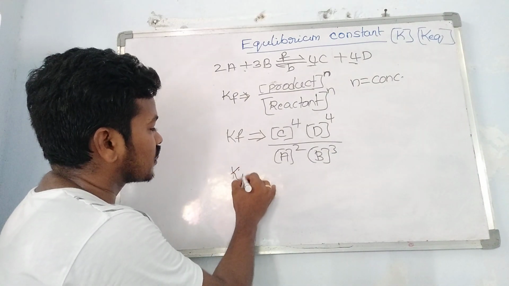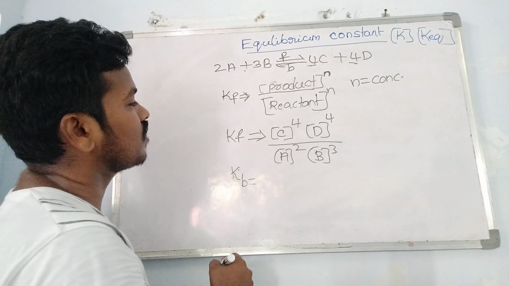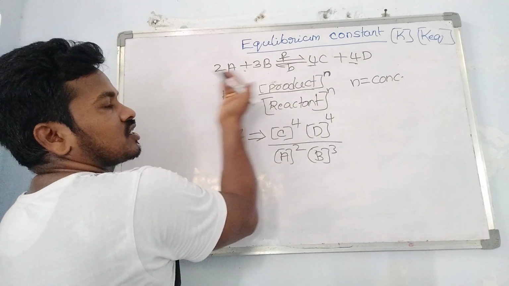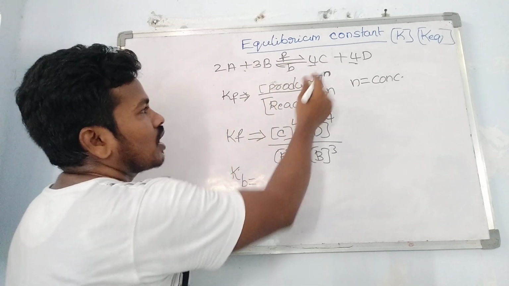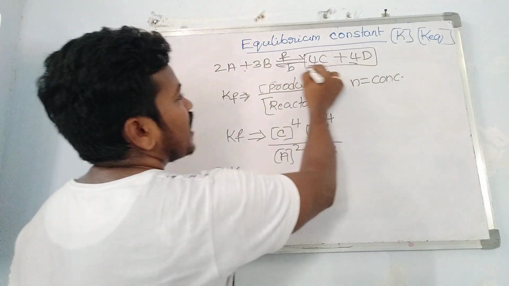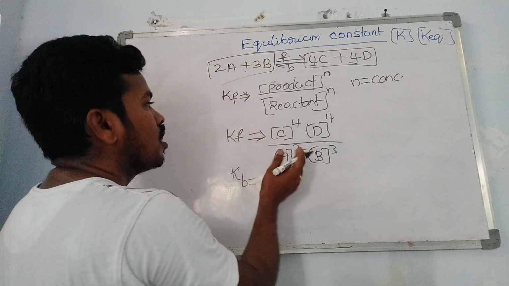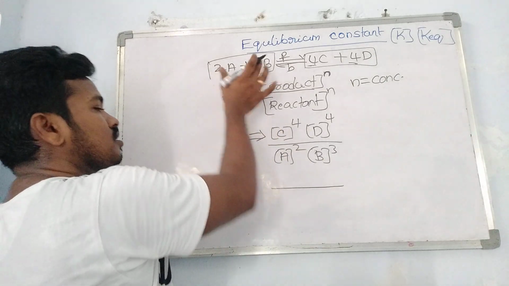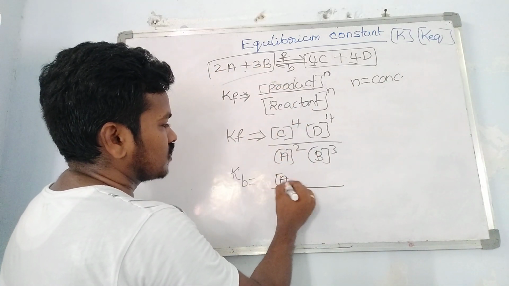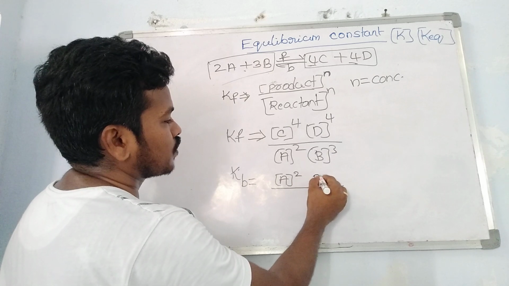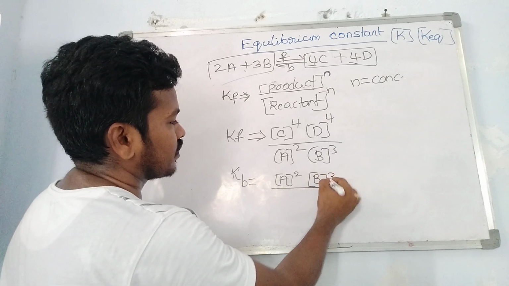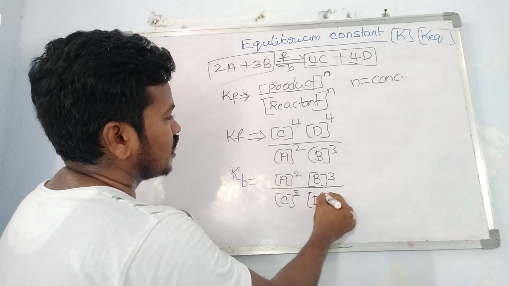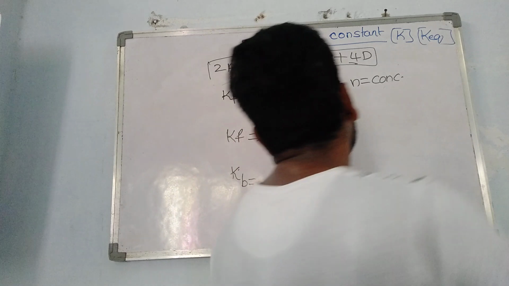But I want to know for the backward reaction. In the backward reaction, 4C plus 4D is converted again. So on the left side, you can see what will happen: this will become the reactant in the backward reaction, and this will become the product. So again product upon reactant. These are the products, so the product of the active masses you have to write upon the reactant. This is the backward reaction. That's why C and D become the products, and we have written the active masses.